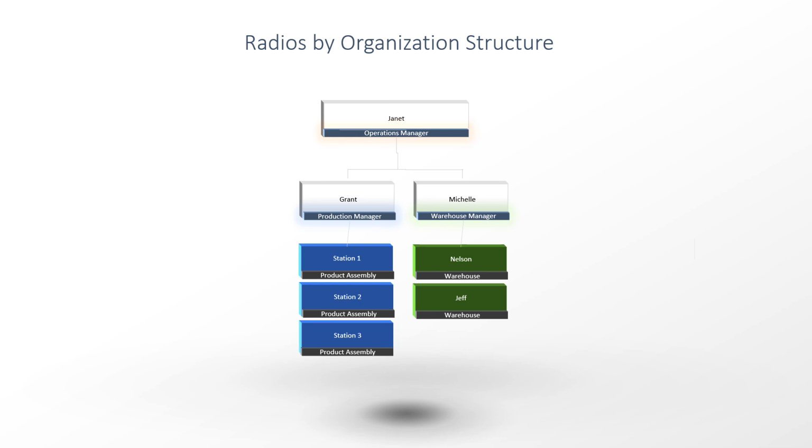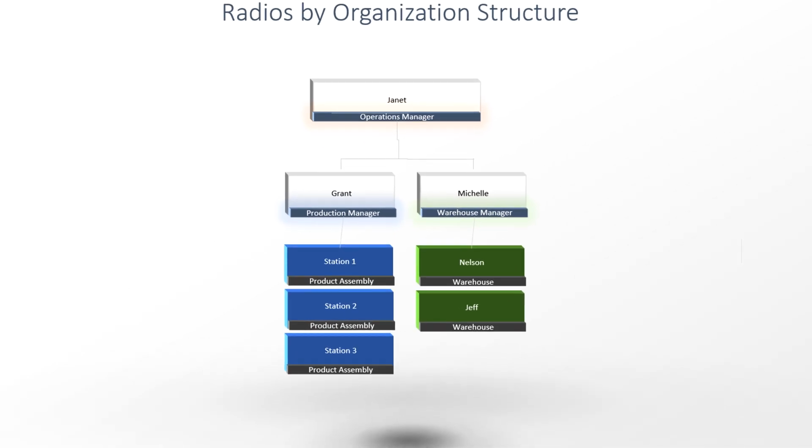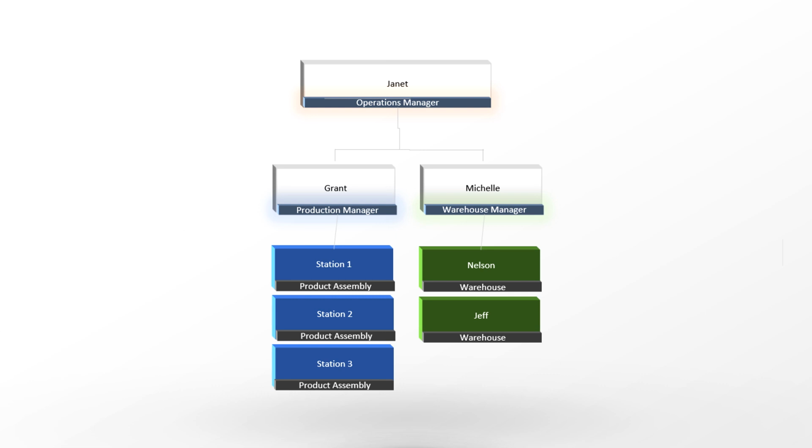I've made one here for a sample manufacturing company, and in this org structure we see, keep in mind this is a list of radios, not necessarily a list of individuals. In the example that I have here, we have Janet, who is an operations manager, and Grant is a production manager. Under Grant there are 3 radios assigned to Station 1, Station 2, Station 3.